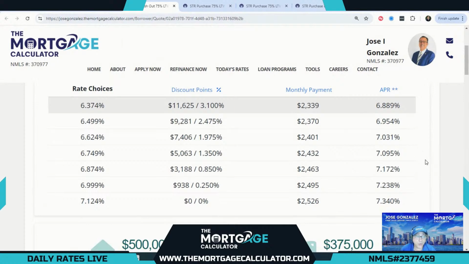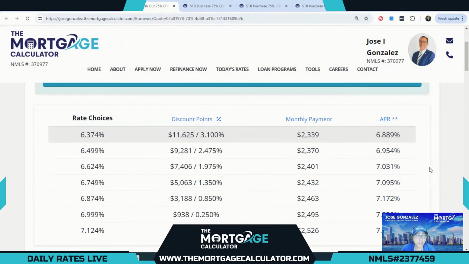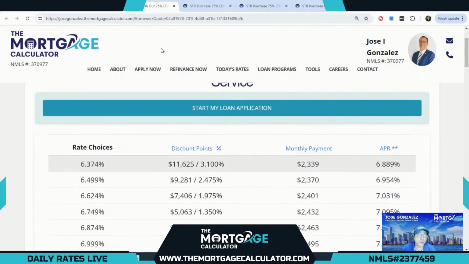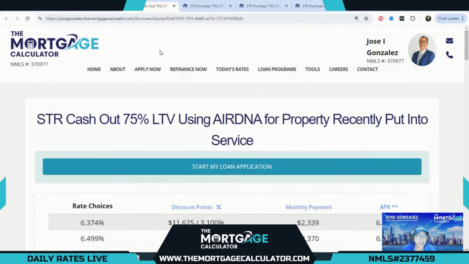7.124 is the lowest cost option at par, and you can buy that down all the way to 6.374 at a cost of 3.1 points. Now that's for the property that does not have 12 months of revenue reports.